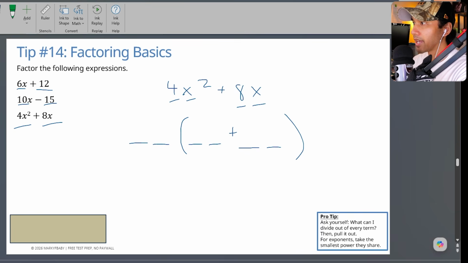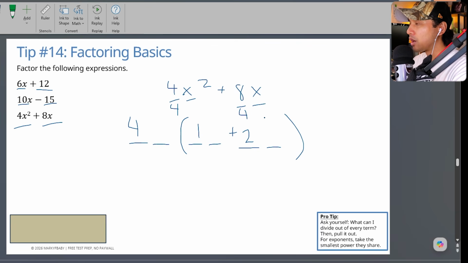So what I'm going to do next is figure out what can be taken out in regards to the number. And a 4 could be taken out. 4 divided by 4 is 1. 8 divided by 4 is 2. All right? Perfect. What's next?